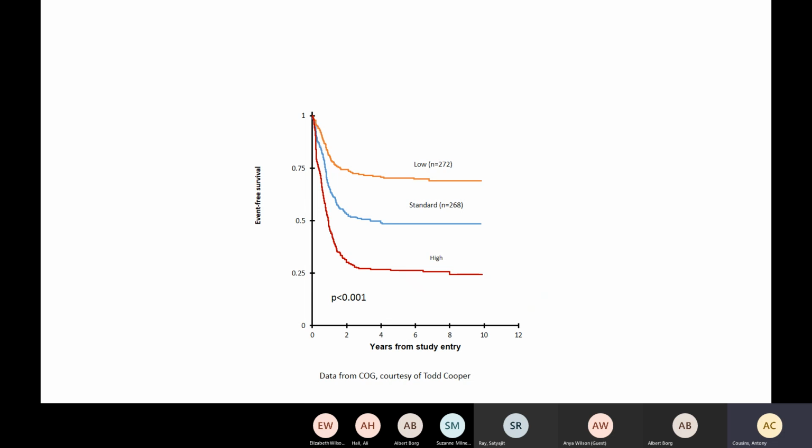We're getting there. We're not quite as good at risk assessment in AML as we are at ALL yet, but using a combination of the genotype and the phenotype of the AML, we can split into fairly even groups: low risk, where we've got almost 75% event-free survival at 10 years; in-between risk, where about 50% will have long-term cure; and high risk, where around 25% will have long-term cure. Obviously, the goal is to get better risk stratification and get better at treatment.